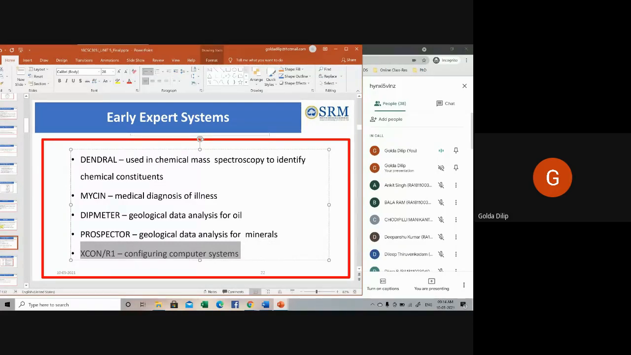This is actually written in the OPS5 language. It is a system which will assist in ordering computer systems, or the components, by automatically selecting the computer system components based on the system's requirements. It was initially used for Digital Equipment Corporation's VAX machines. So it was a success, your XCON system.